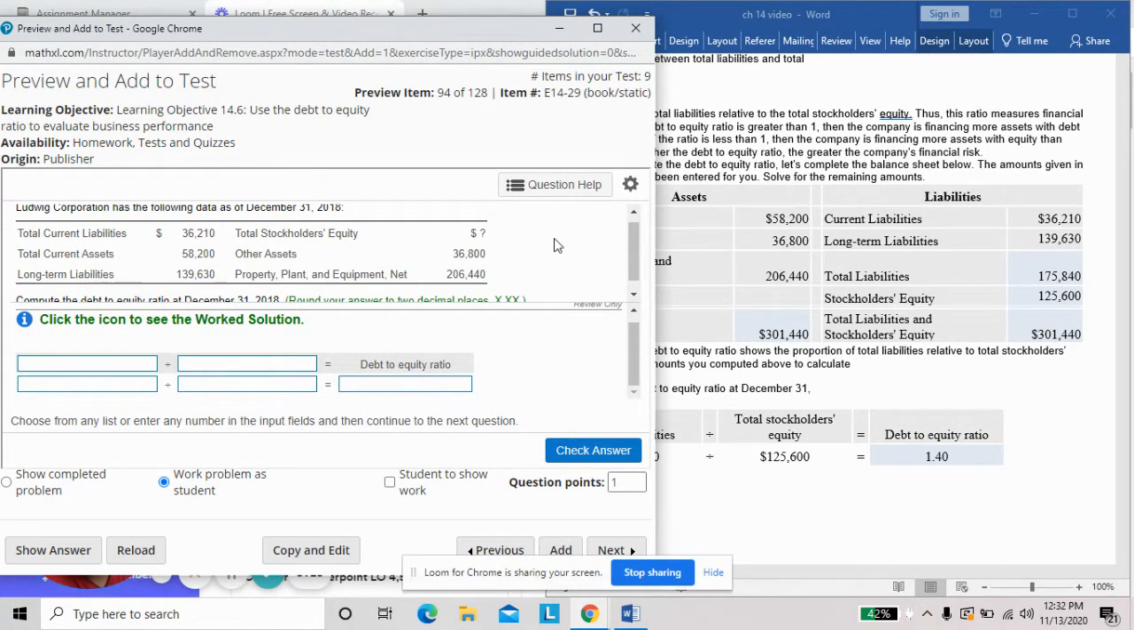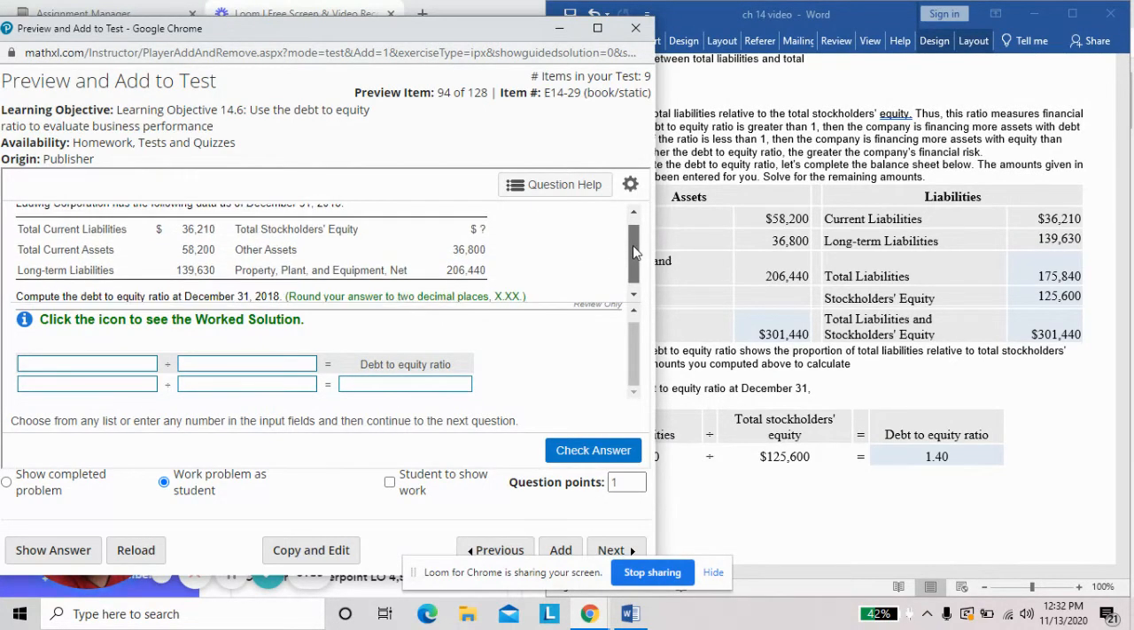As you see here in this problem, you have Ludwig Corporation and the various figures related to the total current liabilities, total current assets, and long-term liabilities. You will not be given the total stockholders' equity, but since we have the formula for the stockholders' equity, that should help you figure that out. We also have the figures for other assets and property, plant, and equipment net.